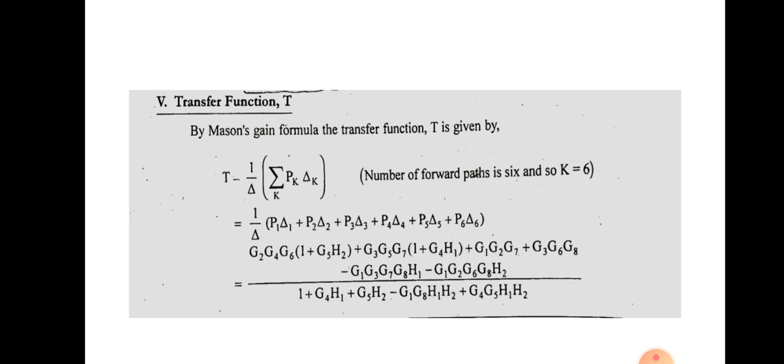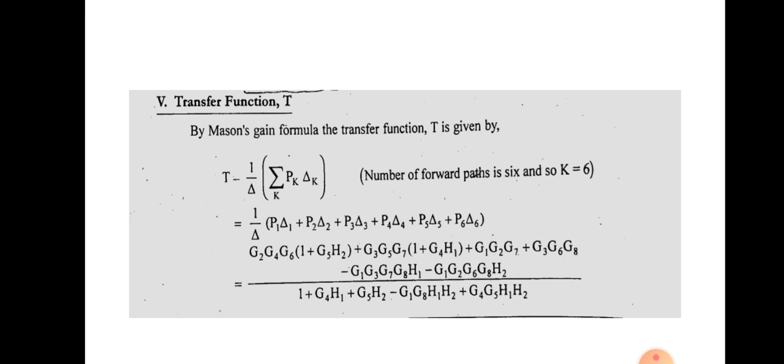And the next step is you have to find out the values for delta 1. So you should understand what delta 1 is. Actually, delta 1 is that part of the graph which is not touching the kth forward path.